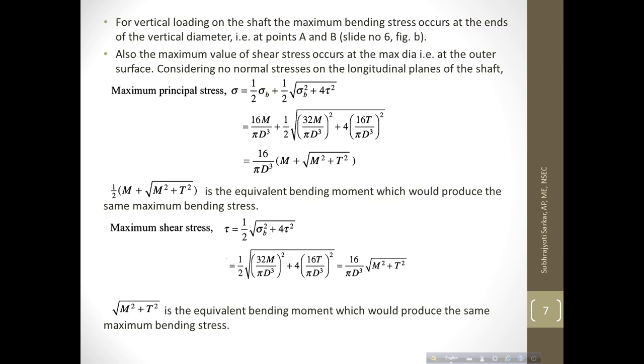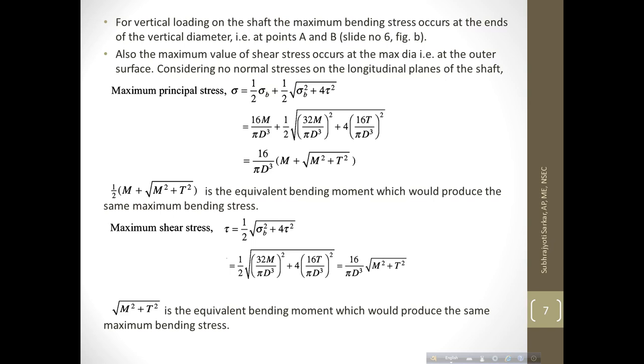So considering no normal stress on the longitudinal planes of the shaft, that is along the length of the shaft, we don't consider any sort of normal bending stress. If we consider this as our situation, then we get two values of the maximum and minimum principal stress and the maximum shear stress. So first, the maximum principal stress.